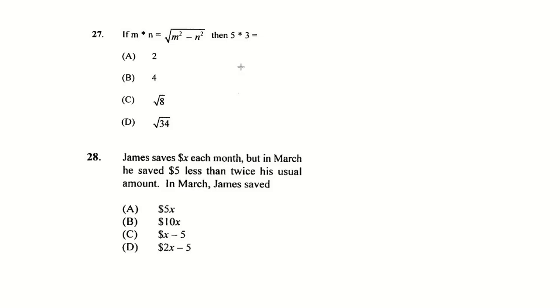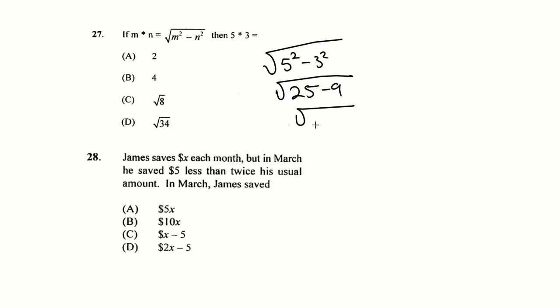Number 27, this is a repeated question. Oh, is it? No, this is something different. So we would have had 5 squared minus 3 squared, and the square root of that is the square root of 25 minus 9, which is the square root of 16, which is equal to 4. So B is your answer. James saved x each month, but in March he saves $5 less than twice his usual amount. So less than is minus 5, and it's twice the usual amount, so it would be D.